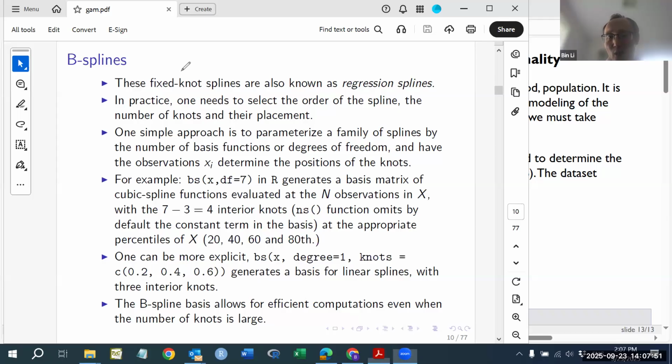Why? Because if we have 4 interior knots, we basically split the data into 5 parts: the 20s, 40s, 60s, and 80s. So by setting these 4 knots, we have these 5 regions. Each region contains the same amount of data points. Remember, this may not be equally spaced. This just shows each region contains about the same number of observations.